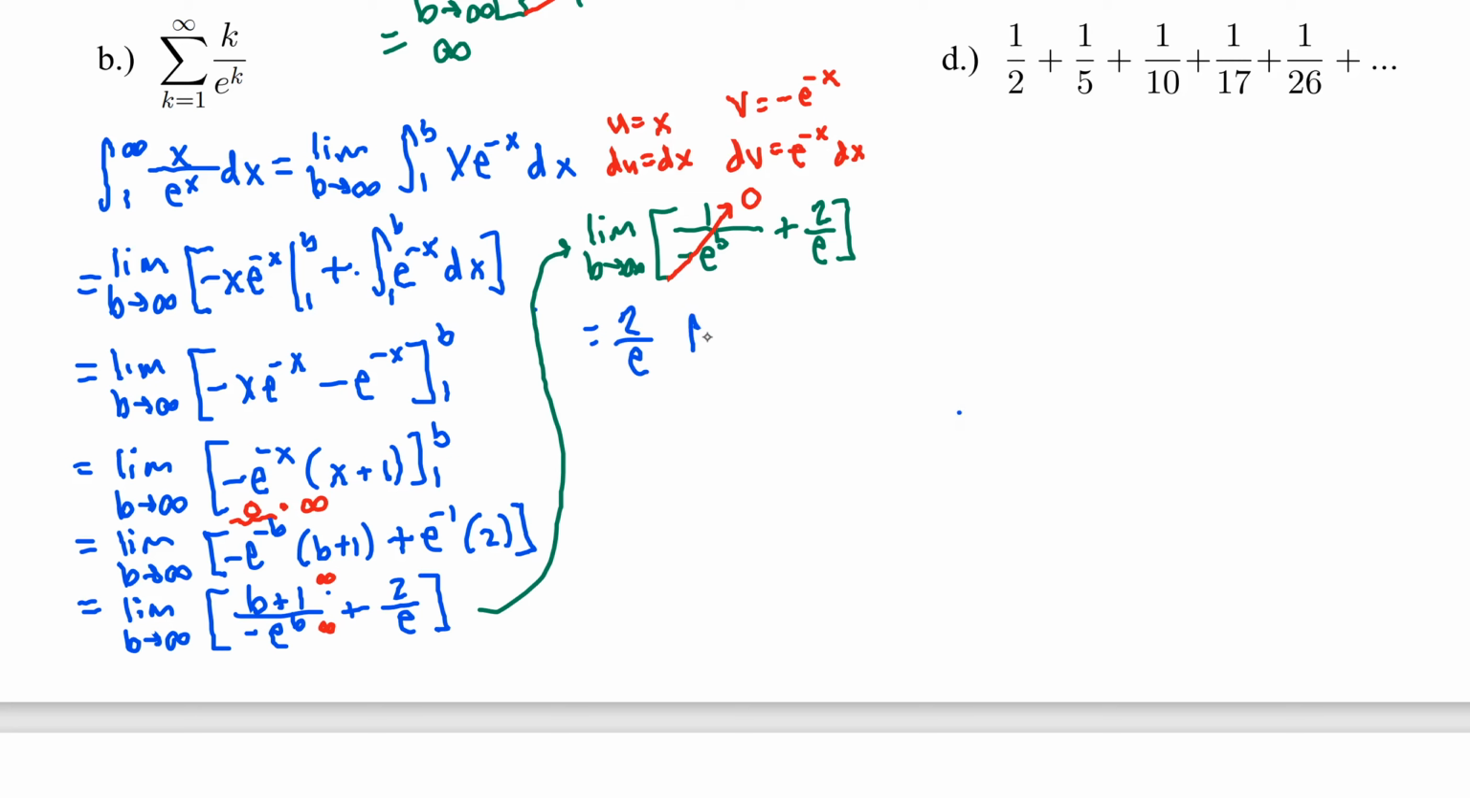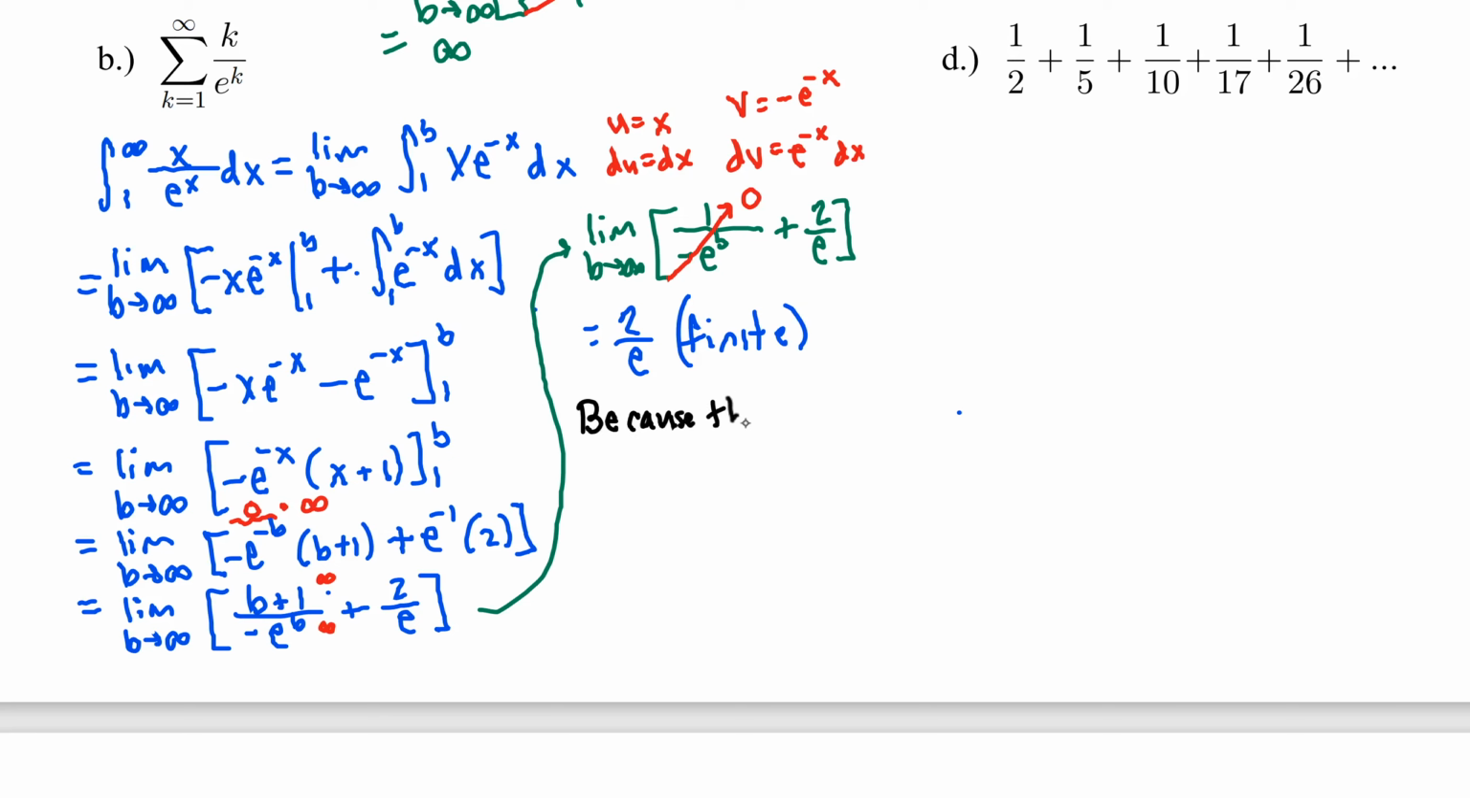What we're going to observe is that this is a finite number. That is, the integral converges. Because the integral converges, the corresponding series also converges. We could make our conclusion just like that.